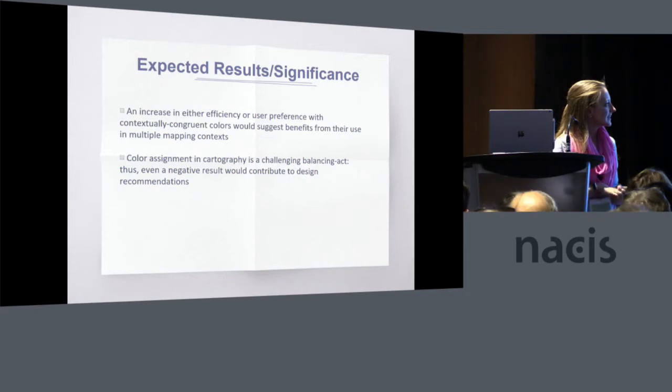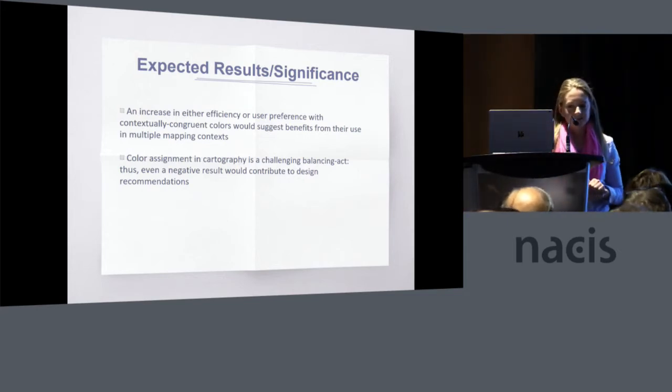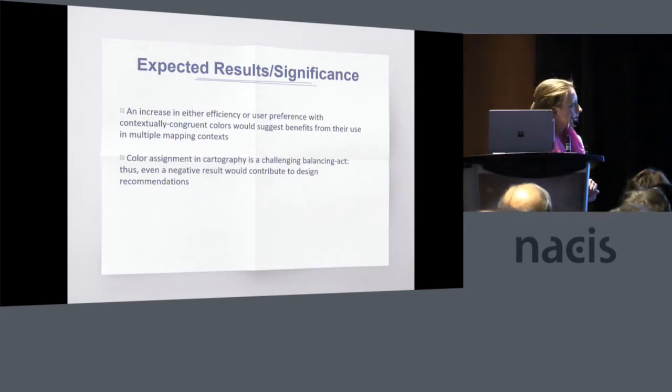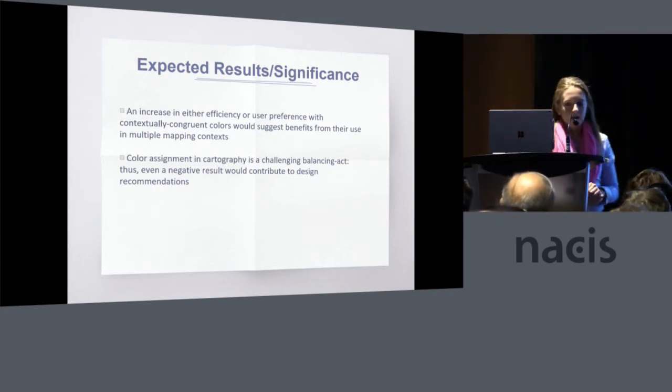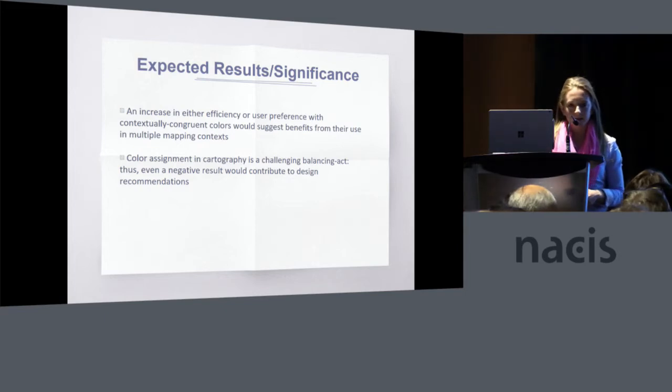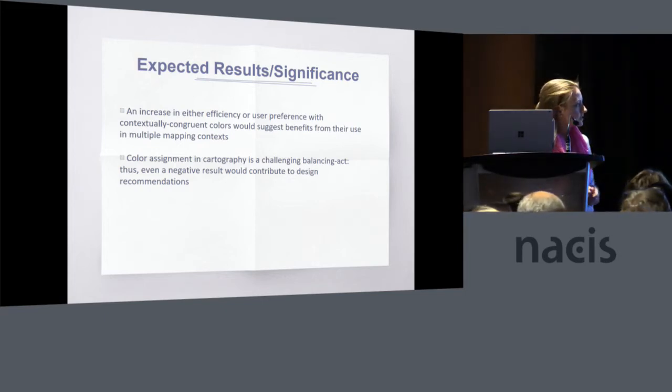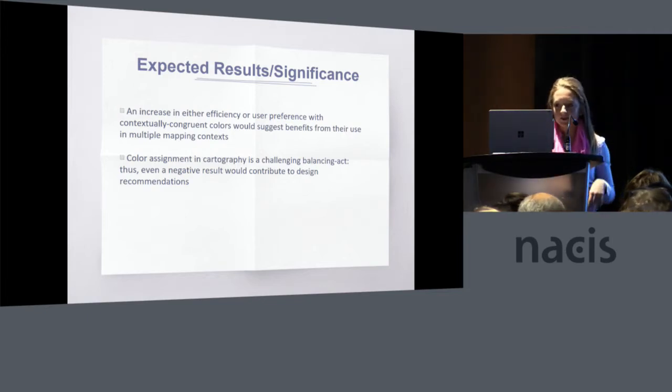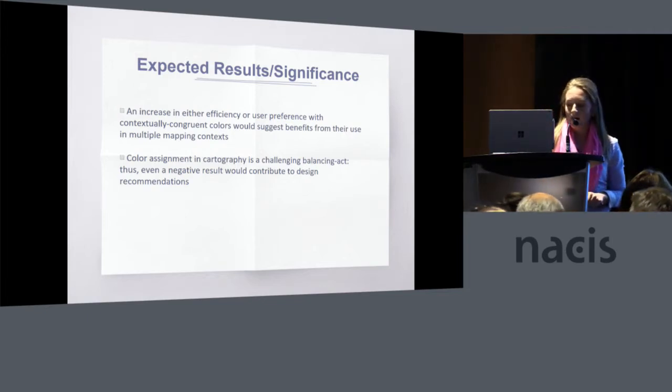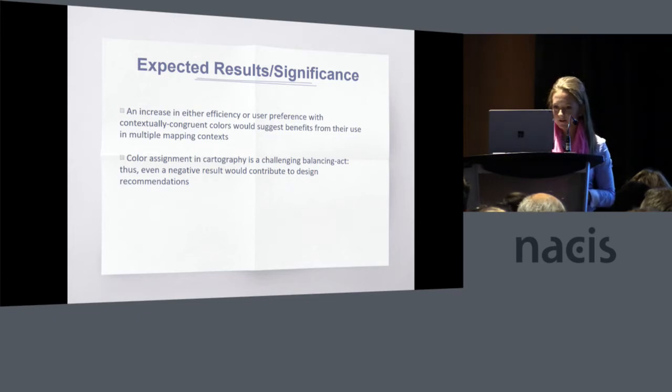So an increase in either efficiency or user preference at the end of this study would suggest benefits for the use in multiple mapping contexts. That's why we're doing this. And we know that color assignment in cartography is a very challenging balancing act even without these considerations. So even a negative result would suggest that cartographers could focus their efforts on other considerations.